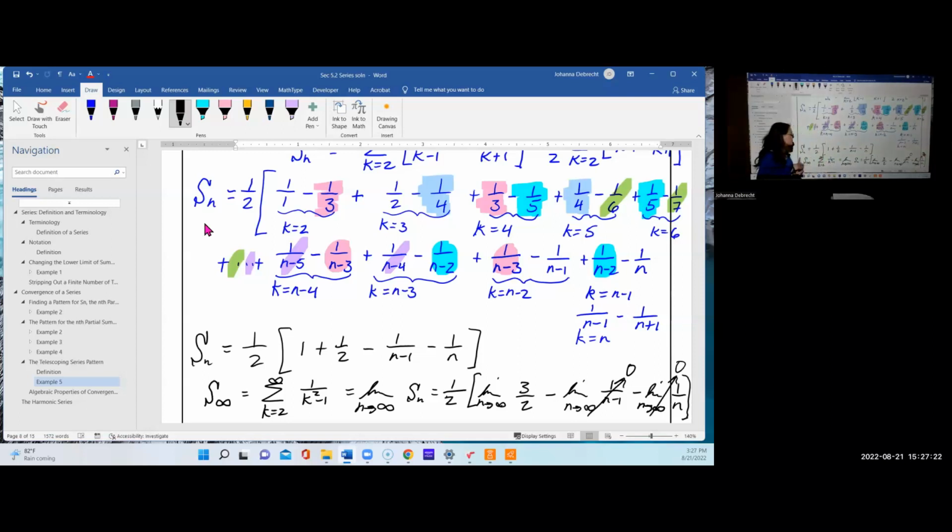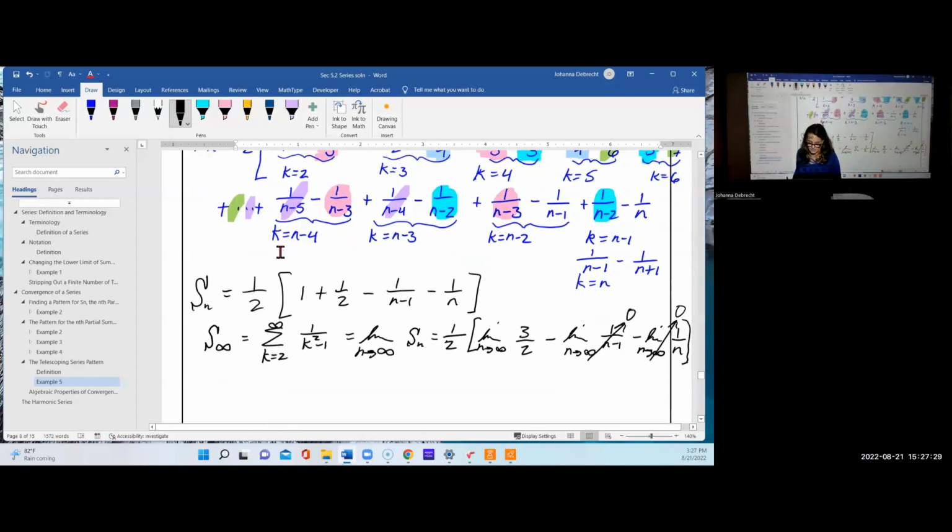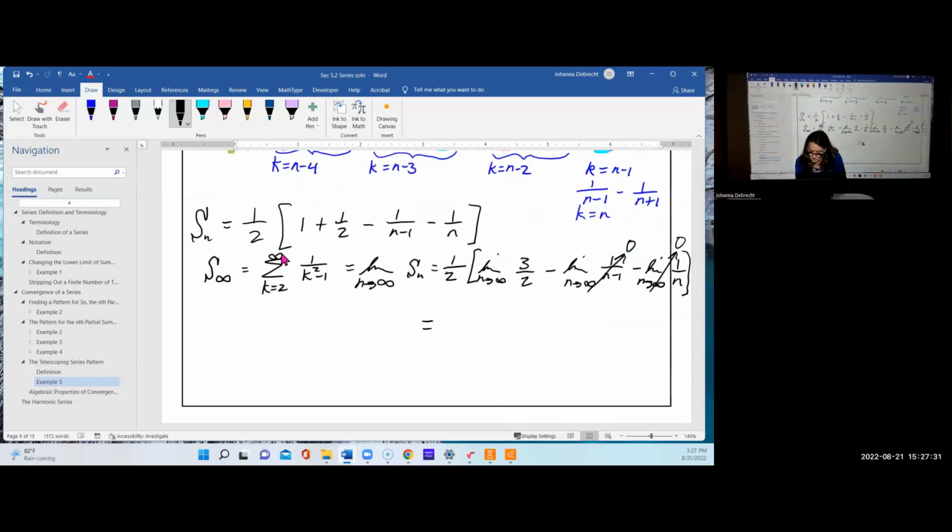And that leaves us with the expression 1/2 times the limit of 3/2, which of course is just 1/2 times 3/2. And so this turns out to be 3/4.